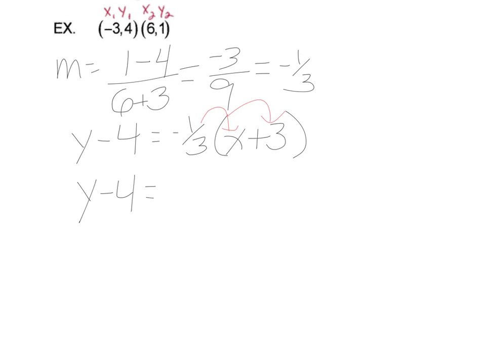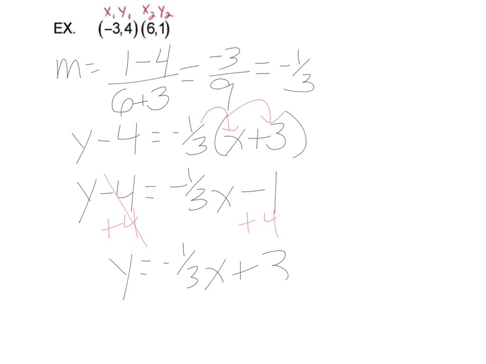Y minus 4 equals negative 1/3 x. Negative times a positive is a negative, and 1/3 times 3 is just 1. And finally, y by itself. Y equals negative 1/3 x plus 3, slope-intercept form.